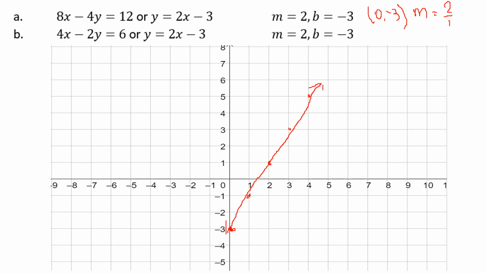Okay. And then let's graph also 4x minus 2y equals 6. Let's start with point 0, negative 3, which is also here. And then look, it is 2 to 1 also. 2 over 1. We have 1, 2, so the same. So we have the same line.